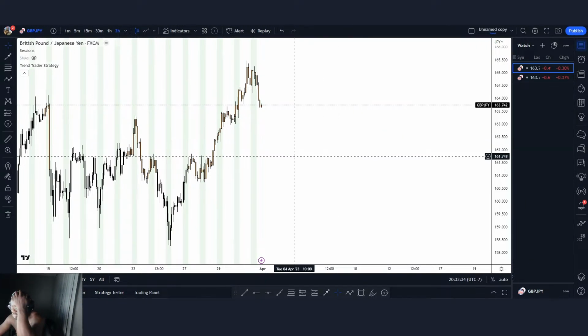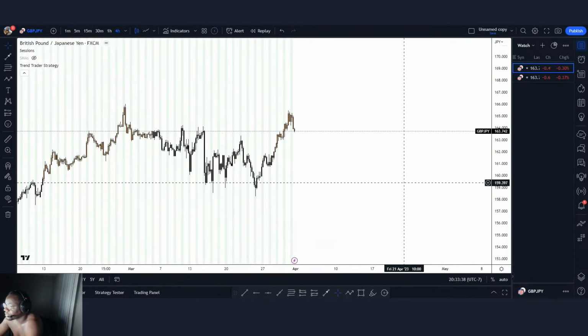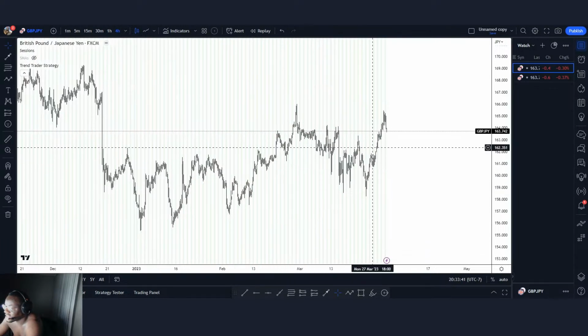Oh my gosh, this fly keeps touching my screen. It's like these gnats.